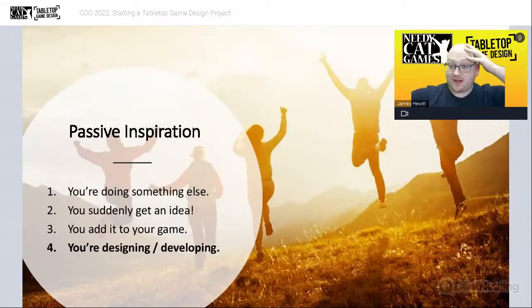It's a new concept for a game. It's a new method that will help you build a particular mechanic into a game. It's a new mechanic entirely that you think no one's ever thought of, and you're going to try it out and slot it into your game. You add it into your game, and then you're on fire. You're designing, you're developing, you're progressing your design. Inspiration has struck you like a bolt of lightning.